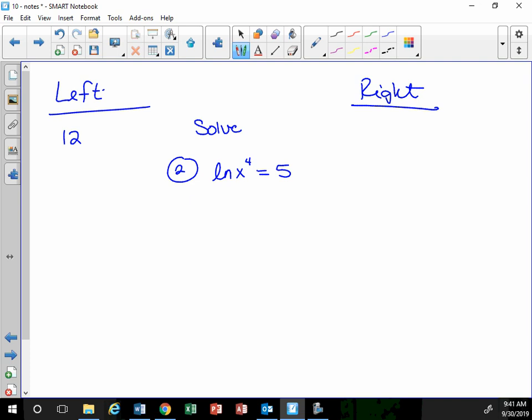All right. So we have this. Here's what I think is the easiest route on that one. The exponent can go in front, right? Divide by it, and then just rewrite it e to the 5 fourths. You know, you're exponentiating both sides. There you go. Okay? All right.